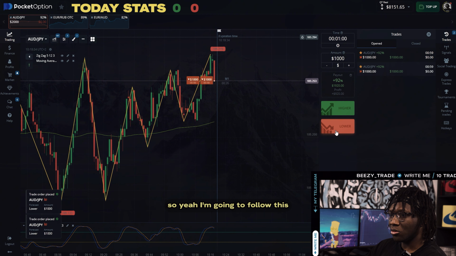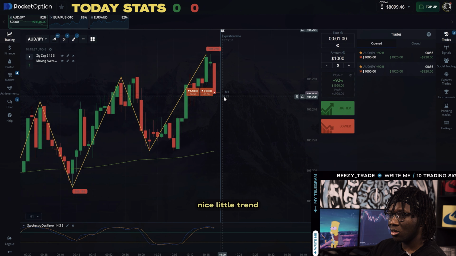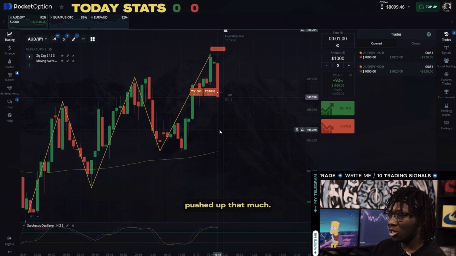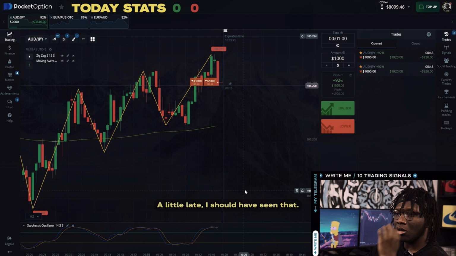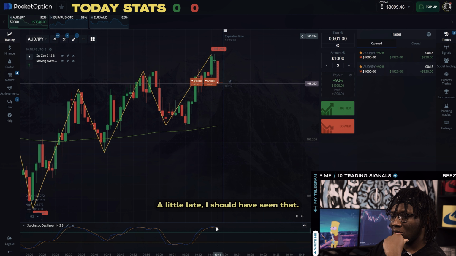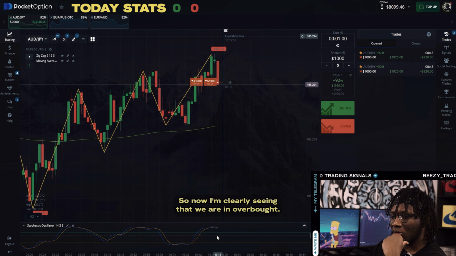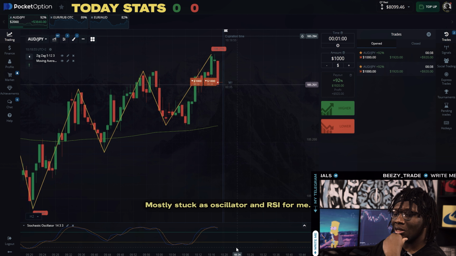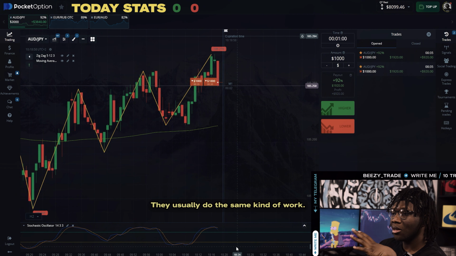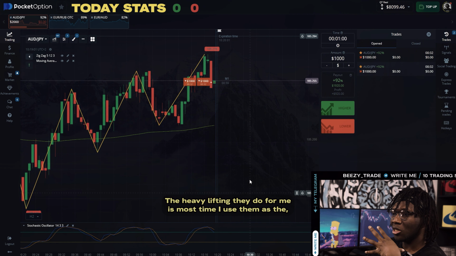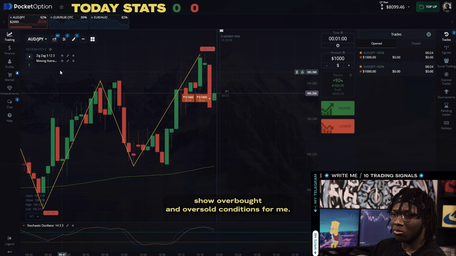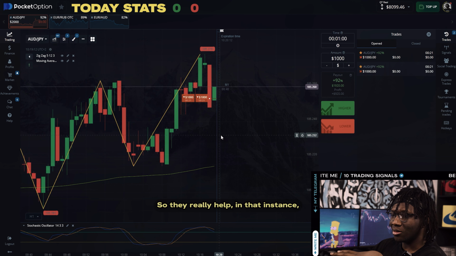So yeah, I'm gonna follow this nice little trend that I see, 2K. I probably shouldn't have gotten pushed up that much. A little late, should have seen that. So now I'm clearly seeing that we are in overbought. Switch my settings a little bit. Mostly stochastic oscillator and RSI, for me, they usually do the same kind of work. The heavy lifting they do for me is, most of the time I use them as the indicators to show overbought and oversold conditions for me. So they really help in that instance.